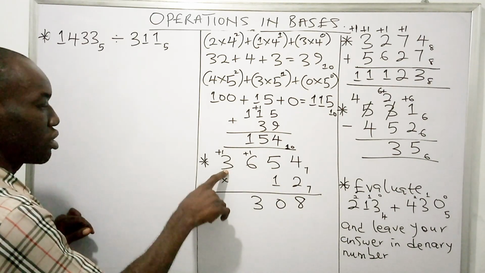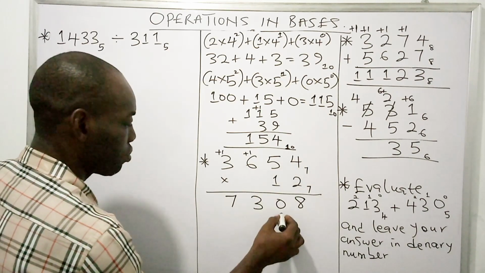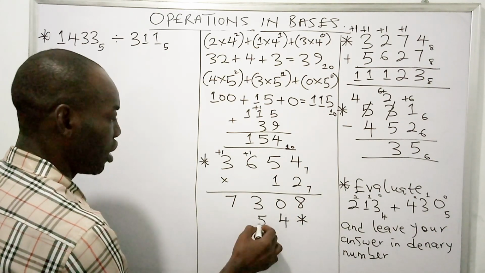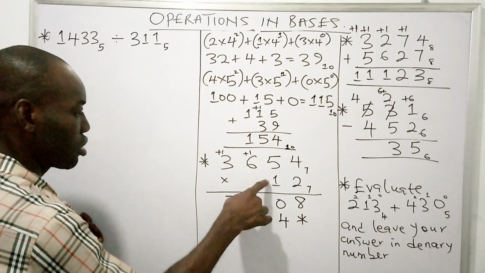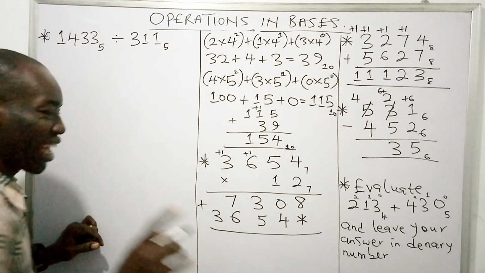So 2 times 3, that's 6, plus the 1 we'll carry, that's 7. Here, so 1 times 4, that will give us 4. There's no number here. 1 times 5, that's 5. 1 times 6, that's 6. 1 times 3, that's 3. Then after which now we'll go ahead and carry out our addition.